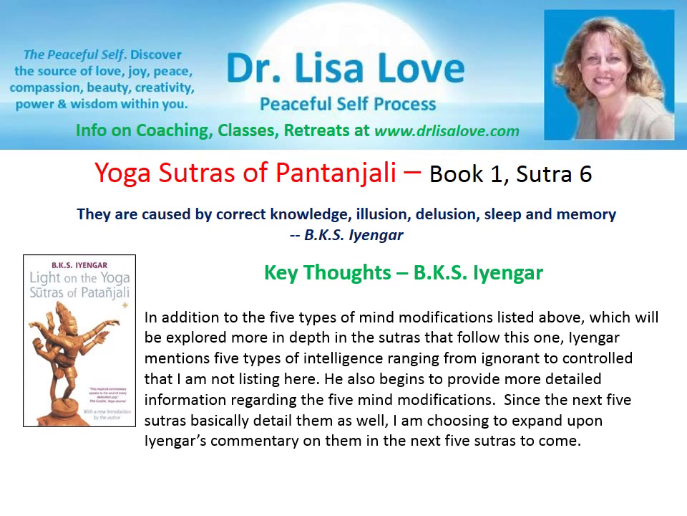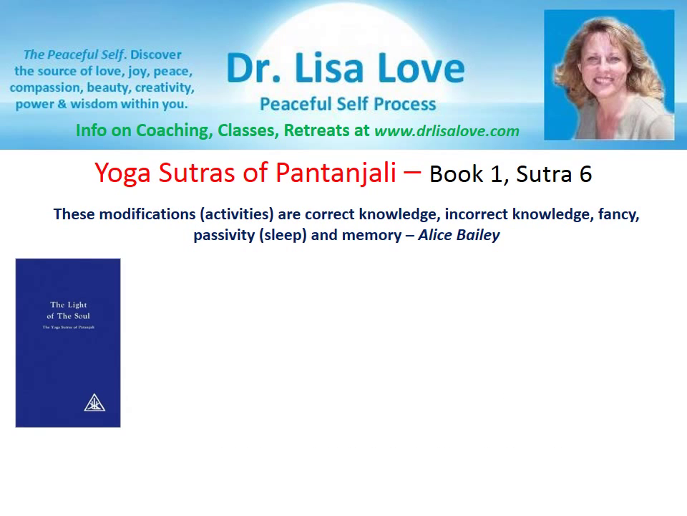And Iyengar says, in addition to the 5 types of mind modifications listed above, which will be explored more in depth in the sutras that follow this one, he mentions 5 types of intelligence ranging from ignorant to controlled that I am not listing here. So please get the book and look at his commentary on this if you want to know what those 5 types of intelligence are. And he also begins to provide more detailed information regarding the 5 mind modifications. But since the next 5 sutras basically detail them as well, I am choosing to expand upon Iyengar's commentary on them only in the next 5 sutras.